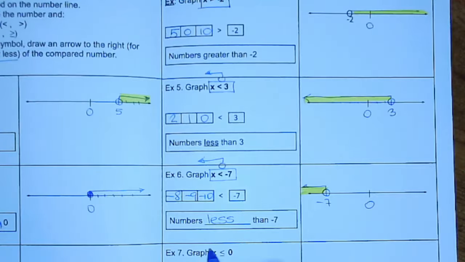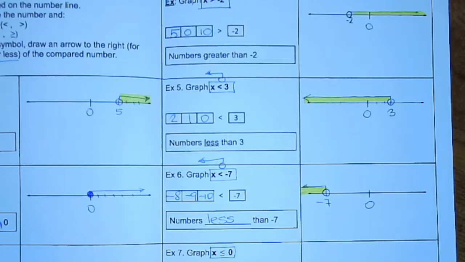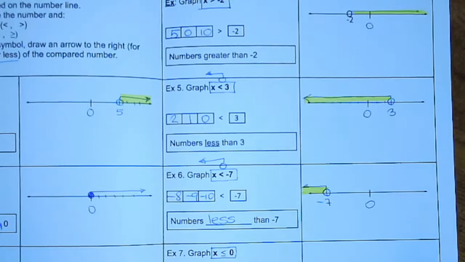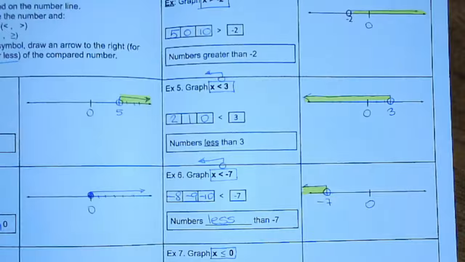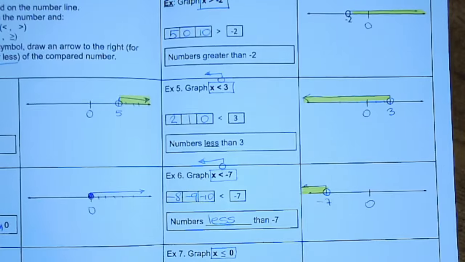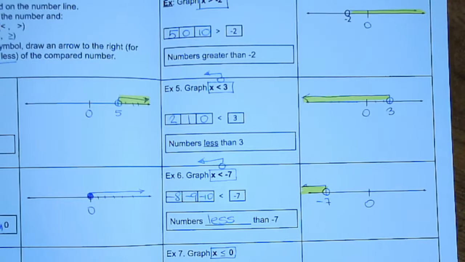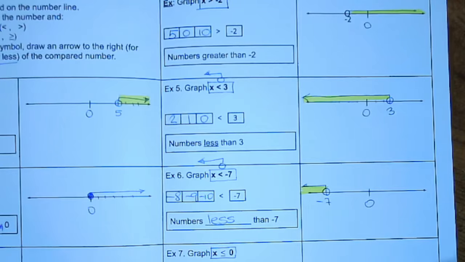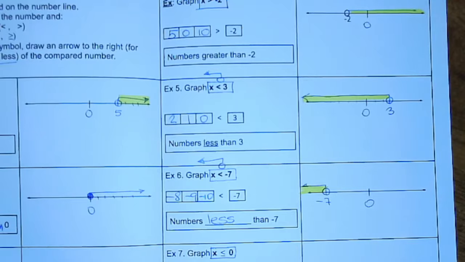If I have to graph numbers less than or equal to 0, it means I have to include 0 in the solution set and then go smaller. All the negatives are smaller than 0. Numbers to the left, such as -1, -5, -10, they get smaller, smaller, smaller. Less than or equal to 0 means 0 included, and then -1, -2, -3, and so on to the left.